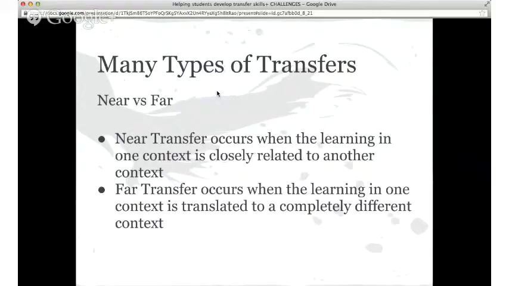Near and far transfer. Near transfer is very closely related to reflex transfer. For example, once you know how to drive a car, those skills are easily transferred to the very near concept of driving a truck.